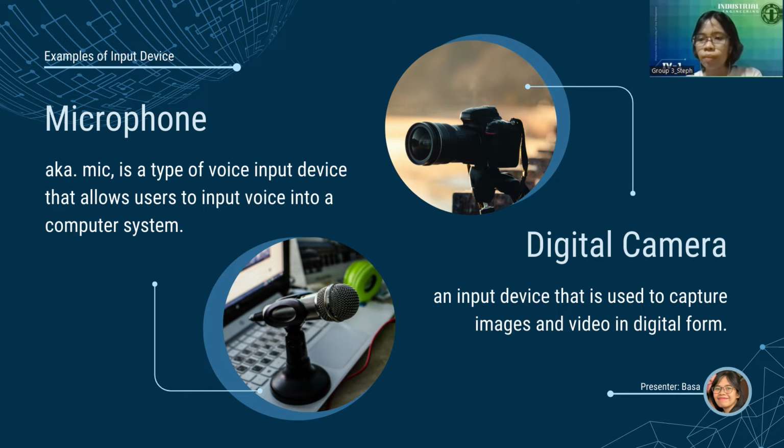Next, we have the microphone or mic. It is a type of voice input device that allows users to input voice into a computer system. Mics typically read sounds from the surroundings and convert analog sound waves into electrical signals. The signal is then converted into digital form and stored in the computer. Next, we have the digital camera, an input device that is used to capture images and video in digital form.